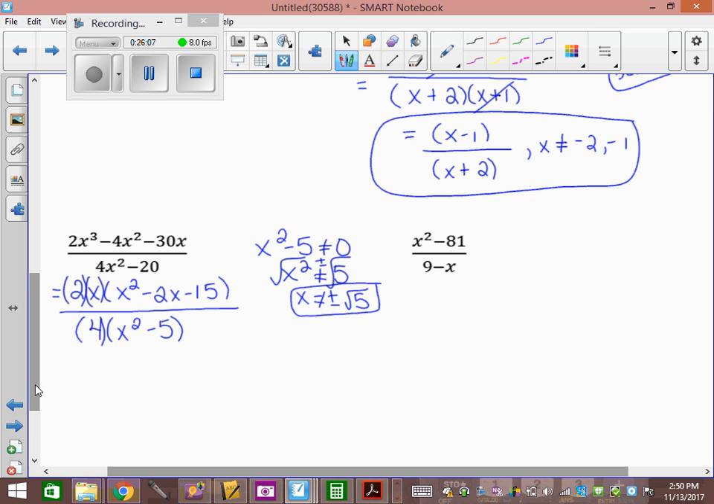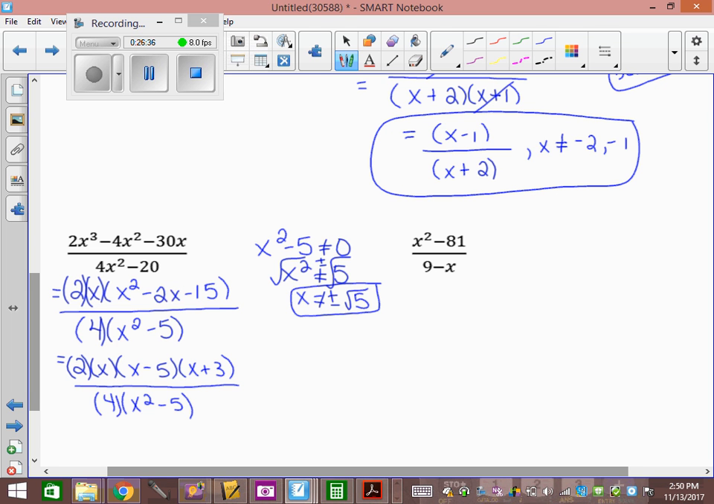The top we can keep factoring, so we can go 2 and x, and then we get x minus 5 and x plus 3. And then the bottom we get 4 and x squared minus 5. Is there anything I can cancel off? The 4 and the 2. This x squared minus 5 staying, the x is staying, the x minus 5 staying, the x plus 3 staying, because there's no copies of those on the top and the bottom.